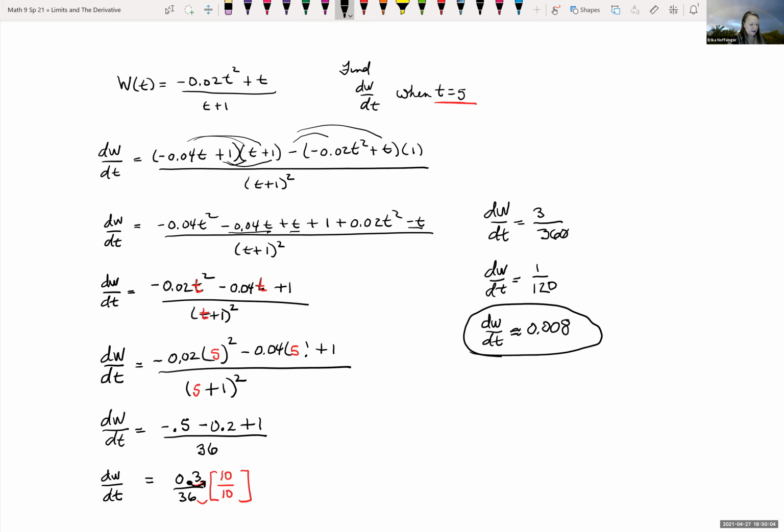Okay, so that is related rates. And like I mentioned, this was the last of derivatives. And on Thursday, we're going to get into the next chapter, which is antiderivatives. So we're going to look at integration and what that means.